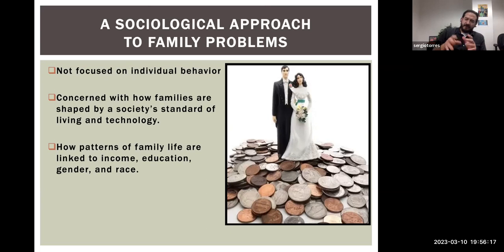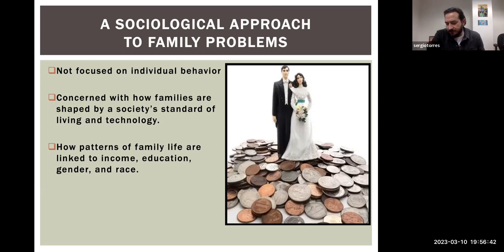This is a social class that we're focusing on larger scale social problems, for the most part, right? We can do very micro, but for the most part, larger scale. Concern with families, with how families are shaped by society's standard of living and technology. So we can talk about those. How patterns of family life are linked to income, education, gender, and race.